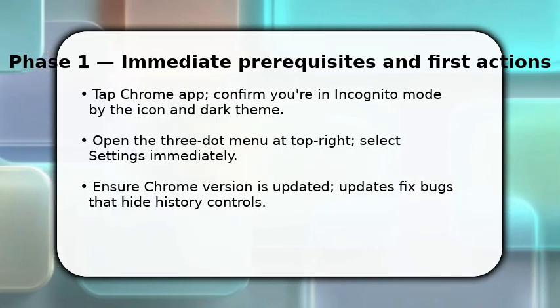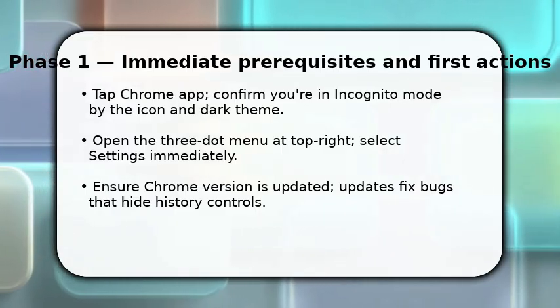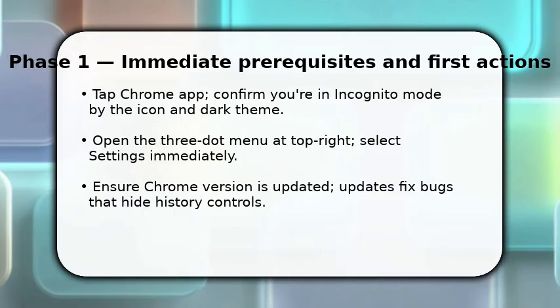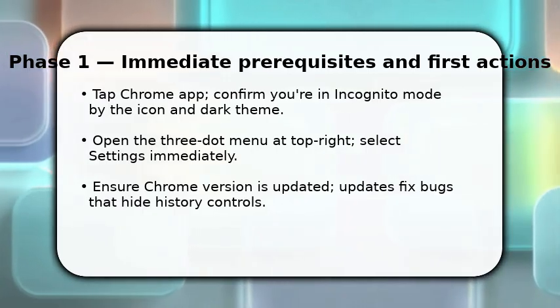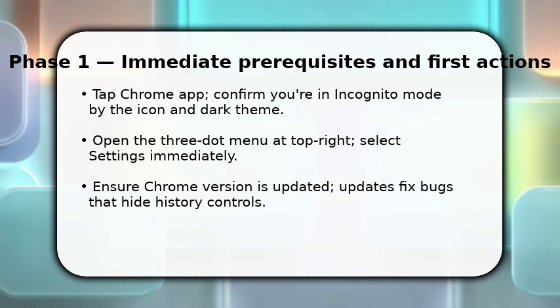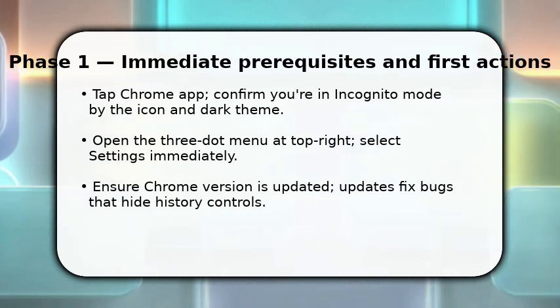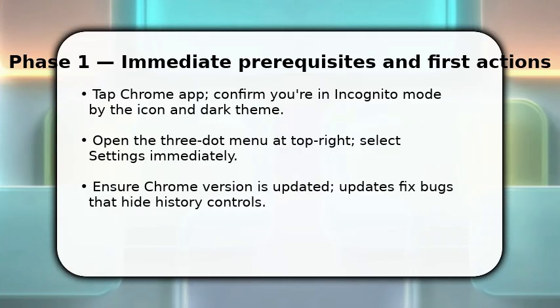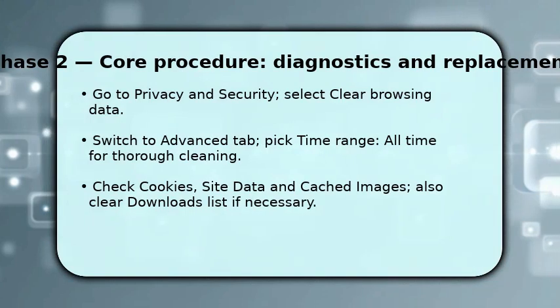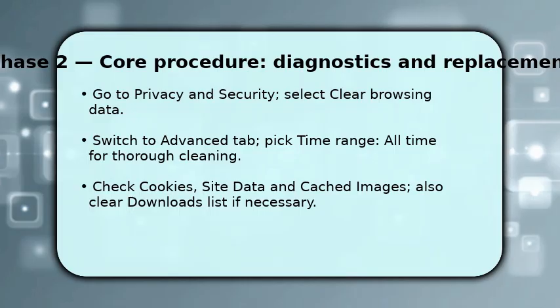While in Settings, look for Privacy and Security. This is where session traces and site data controls live. Proceed when you can clearly see Privacy and Security on screen. Once in Privacy and Security, tap Clear Browsing Data and then switch to the Advanced tab to see full options.